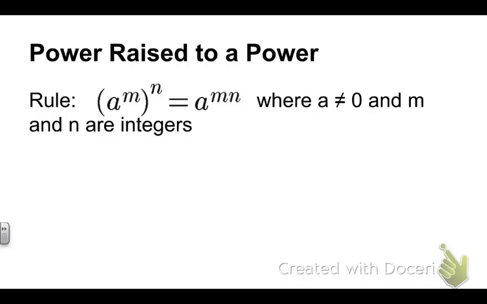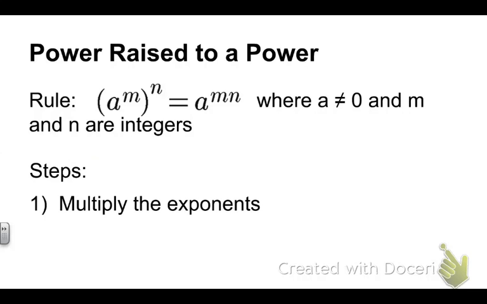So that m and n are actually being multiplied. And keep in mind a is not 0, and m and n are integers. They're either positive or negative numbers. So your steps are to multiply the exponents, and then once that is done, simplify.